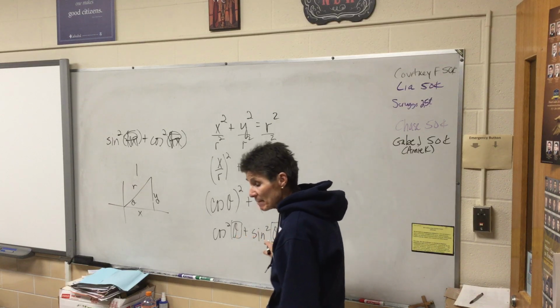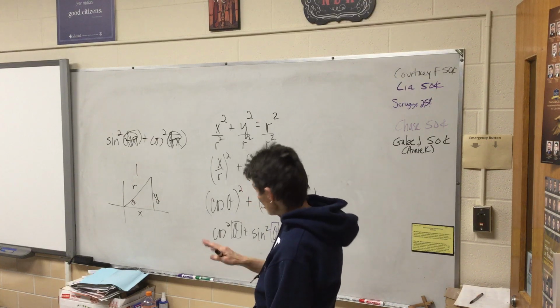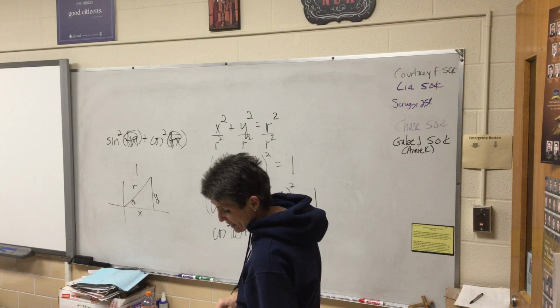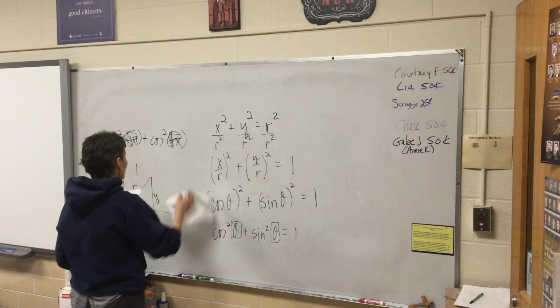Now, they have to be the same. You can't put a P here and a Q here. But as long as they're the same, sine squared plus cosine squared is always going to be 1. Well, shoot, that was easy.